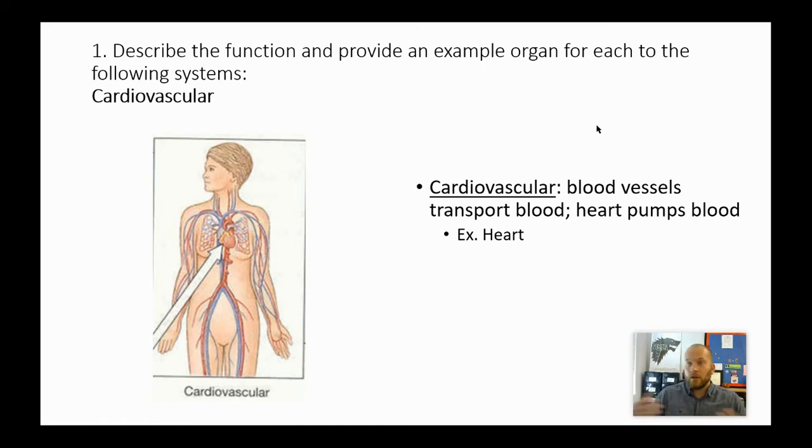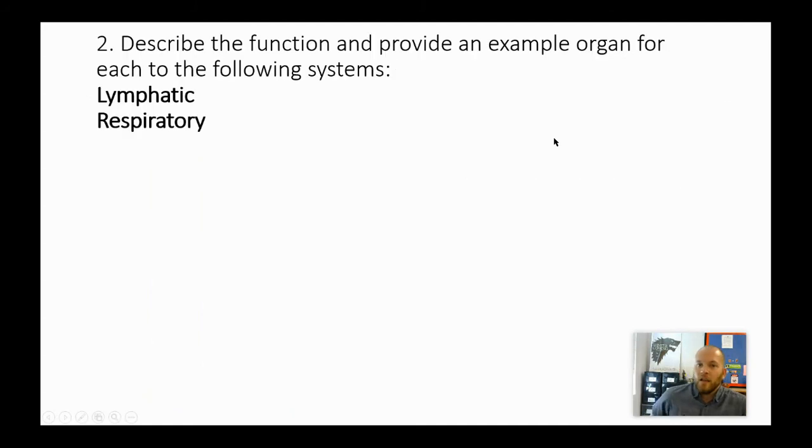And then also another business center is your lungs, where you're picking up oxygen. So there's so much, it's all a business. Don't even worry about it. So let's move on to number 2. Describe the function of the lymphatic system.